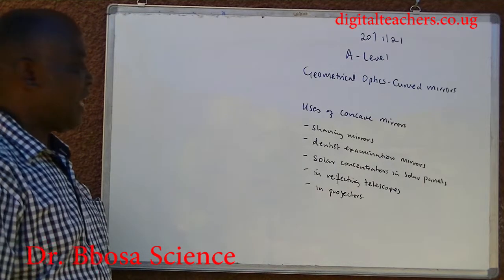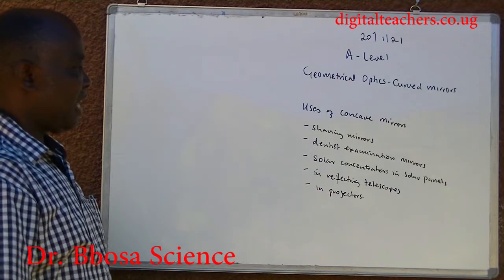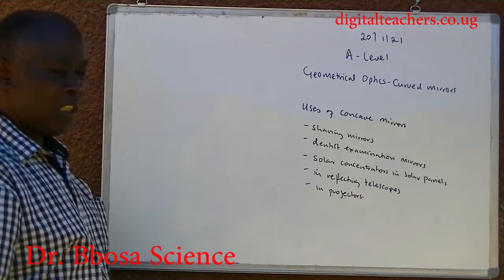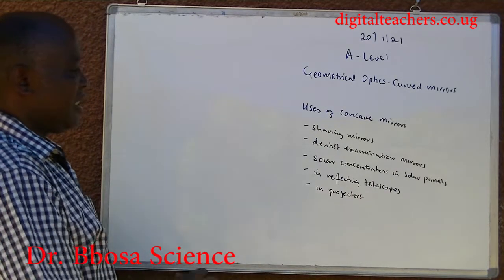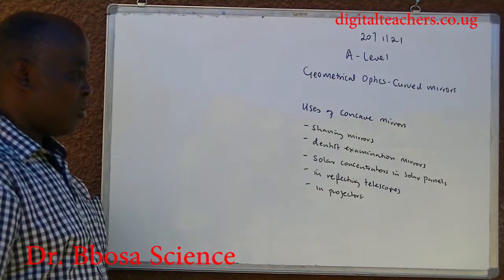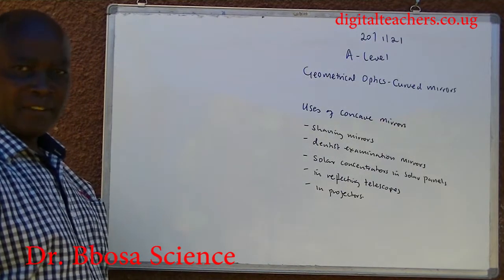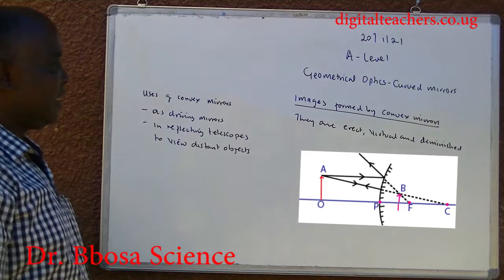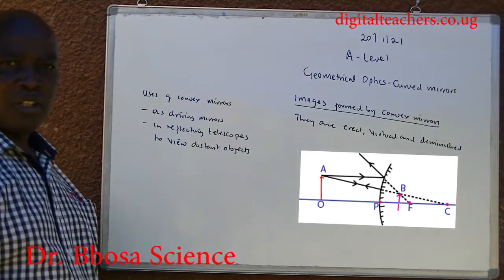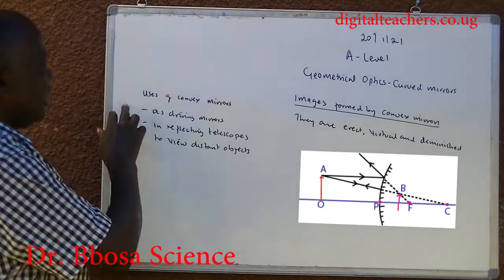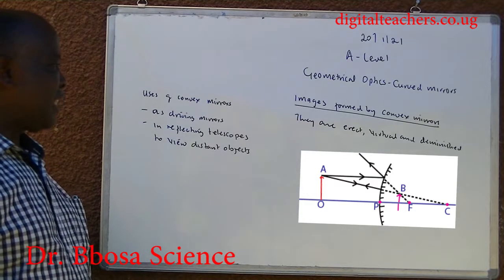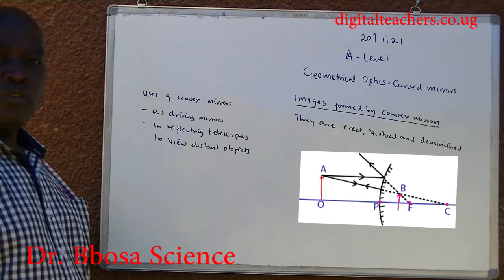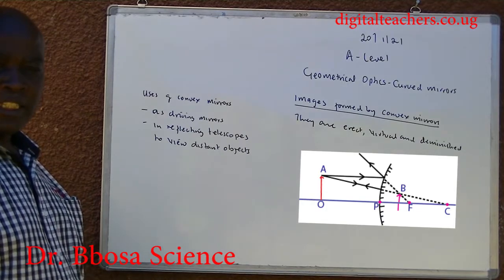Uses of concave mirrors. They are used as shaving mirrors, dentist examination mirrors, as solar concentrators, in solar panels, in reflecting telescopes, and projectors. Images formed by convex mirrors. They are erect, virtual, and diminished. Uses of convex mirrors. They are used as driving mirrors and in reflecting telescopes to view distant objects.